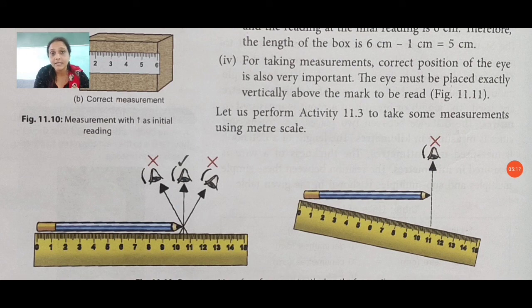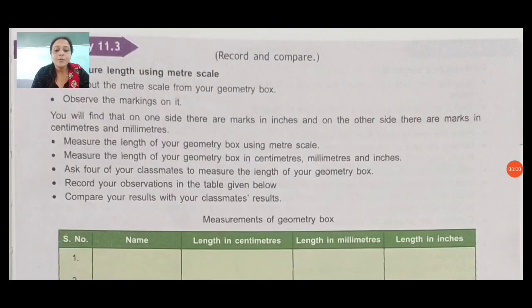In this activity they measure different things using scales, and measure length using a meter scale. Take out the meter scale from your geometry box. That means in this activity they tell us some steps. Observe the markings on it. Measure the length of your geometry box using the meter scale. Measure the length of your geometry box in centimeters, millimeters and inches. Ask your classmates to measure the length of your geometry box. You can do this activity at your home. Also record your observation, and compare your results with your classmates.